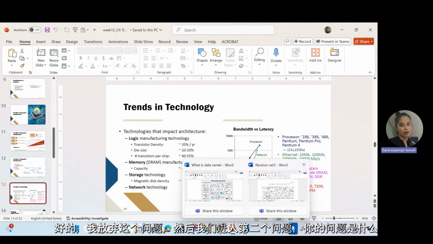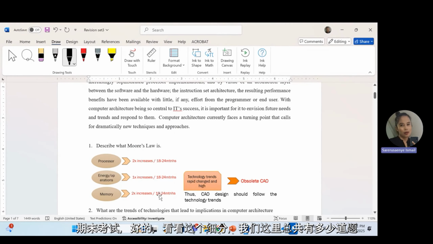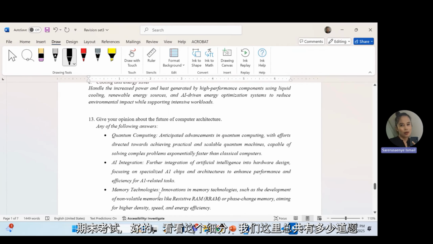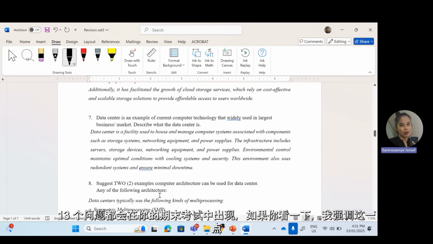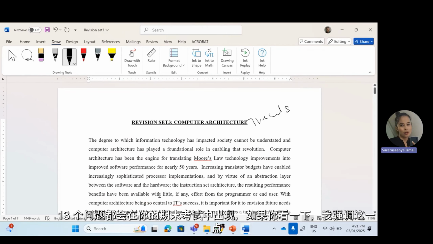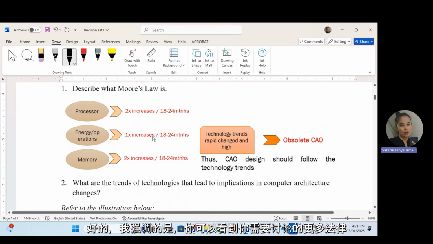What will be the questions in your final exam? Take a look at this set revision. How many questions? In total we have 13 questions. All will be out in your final exam. And if you look at that, I am emphasizing the Moore's law.